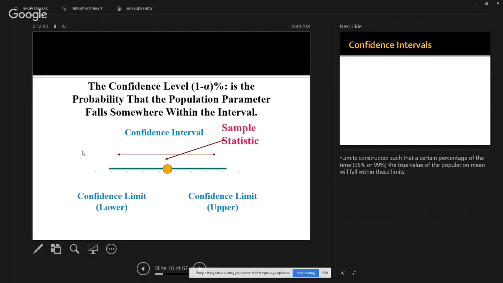So we have the sample statistic, and we call that the lower bound of the confidence interval, and then we have the upper bound of the confidence interval. And these limits are constructed such that a certain percentage of the time, either like 95% or 99%, or you could say 80, the true value of the population mean will fall within these limits.